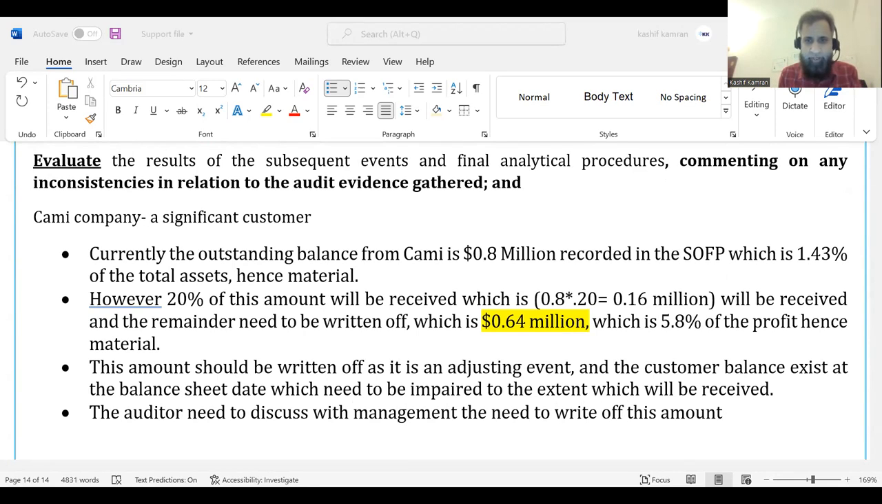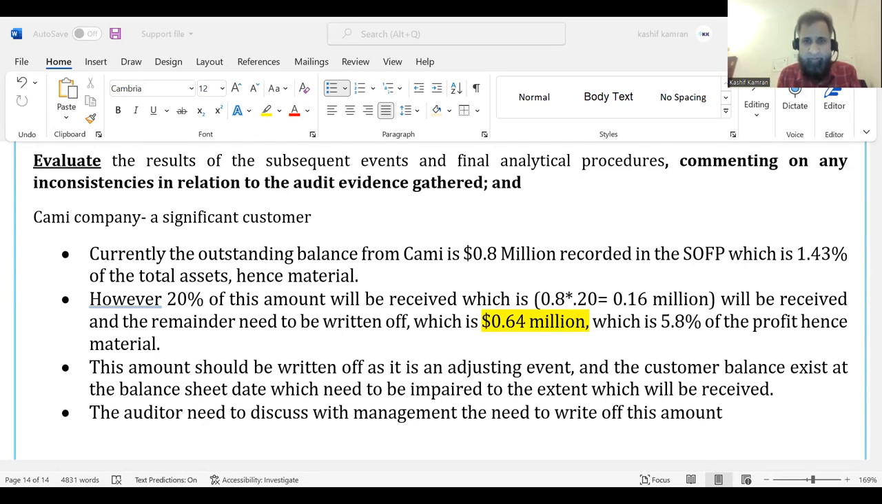Okay, just 1 minute. Sorry if you cannot see the screen. I hope you can see the screen now, right? The auditor needs to discuss with the management where I'm writing. Can you all see the screen where I'm writing? All of you? Yes, thank you.